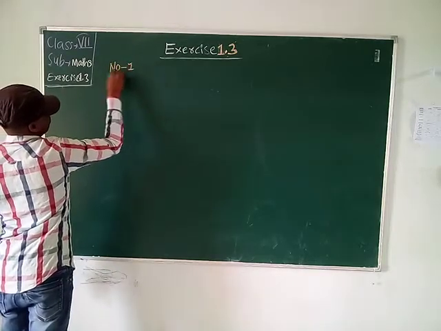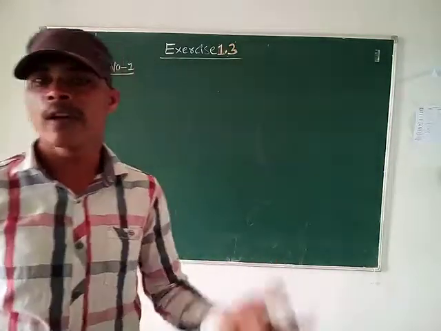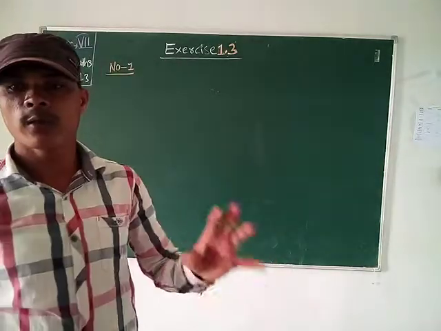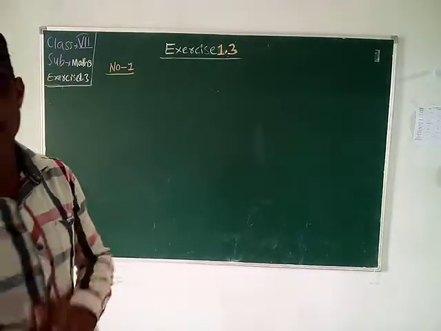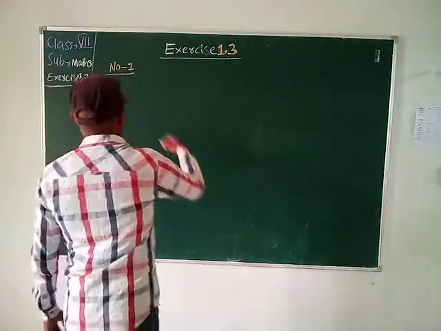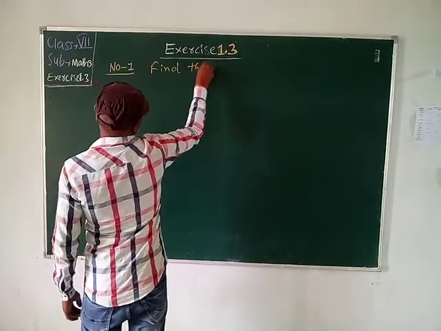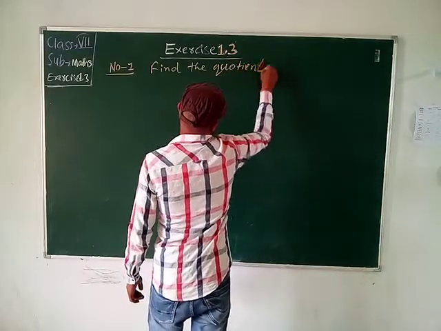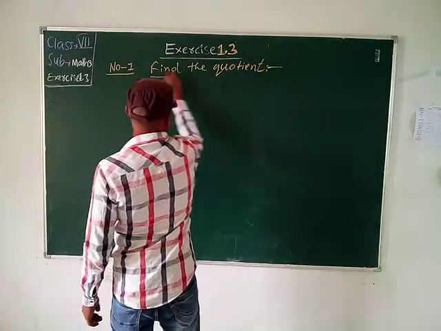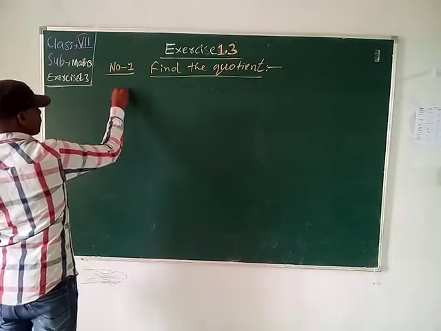Number 1. First question is what? Find the quotient. How can we find it when we divide a number? What are the dividend and divisor? Then we get the quotient. So today we learn about the quotient. Okay. The question is what? Find the quotient. It is number 1. So how can we find the quotient?